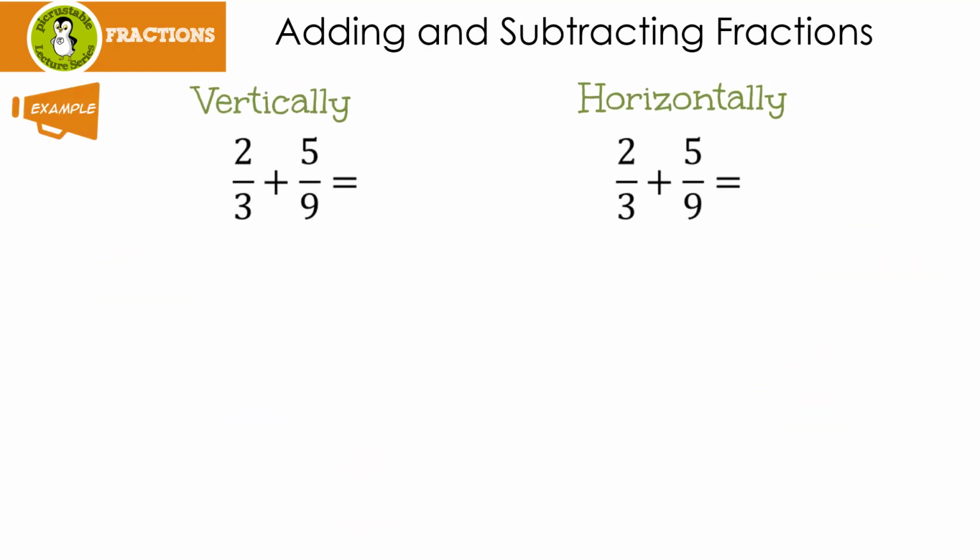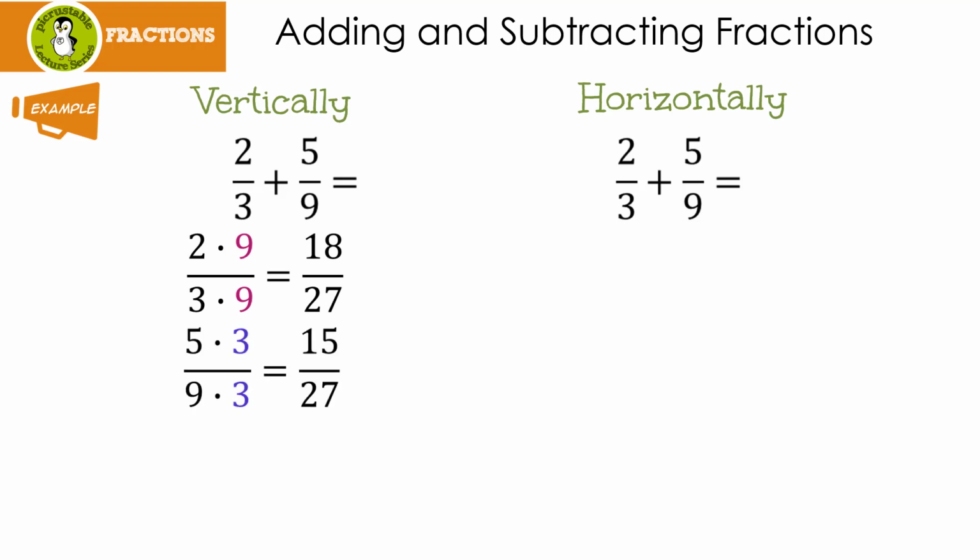Let's try one more vertically and horizontally, and then you're going to do a couple by yourself. I'm going to take 2/3 times the other denominator, which is 9. So 2 times 9 is 18, and 3 times 9 is 27. I'm going to take 5/9 times the other denominator, which is 3. I have 5 times 3, which is 15. 9 times 3 is 27. Control yourself. We have a common denominator. We're going to add the tops or the numerators. 18 plus 15 is 33, and we have the common denominator of 27.